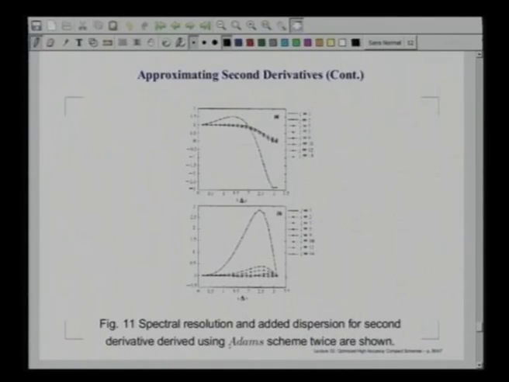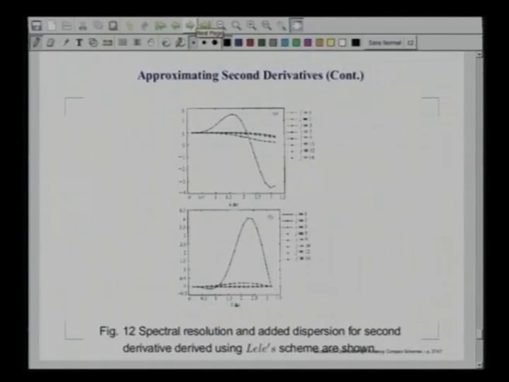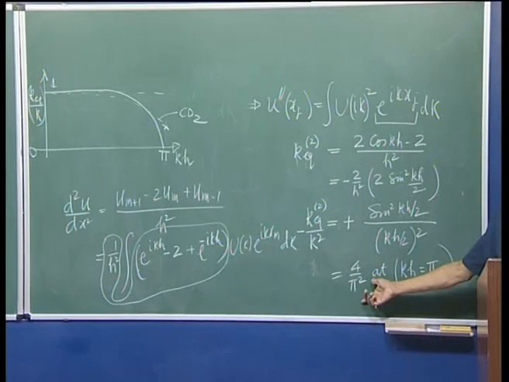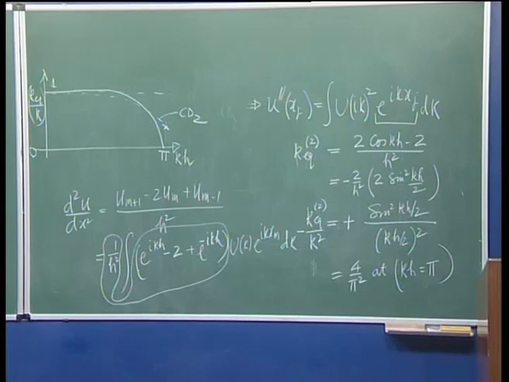This is the Adams scheme for the first derivative applied twice, and you can see that all of them actually come to 0, right, because that is the property. In contrast, if you look at the Lele scheme, you notice that most of the points are here, and this value is roughly about 0.7, 0.8. What is this value? This is roughly about 0.4, right, pi square is about 10. So, it is about 0.4. So, in the Lele scheme you get much better.